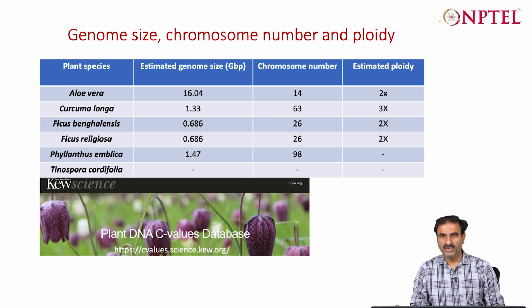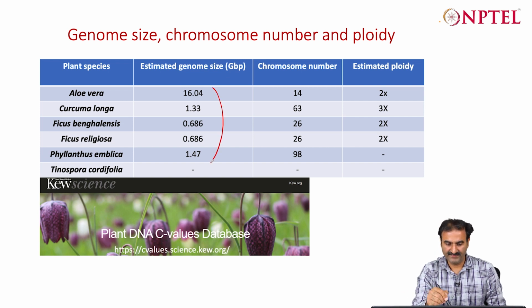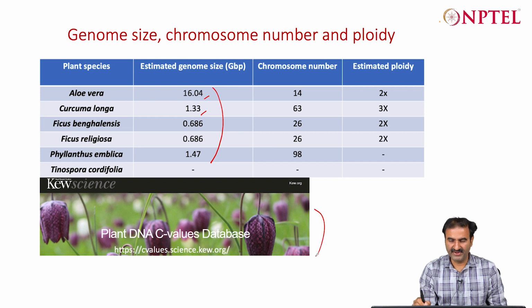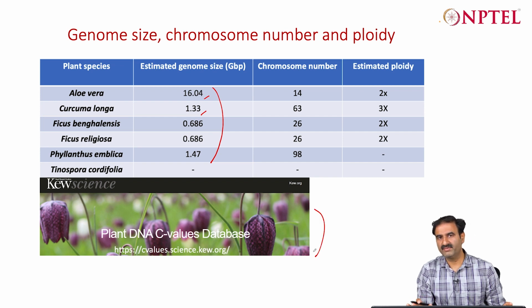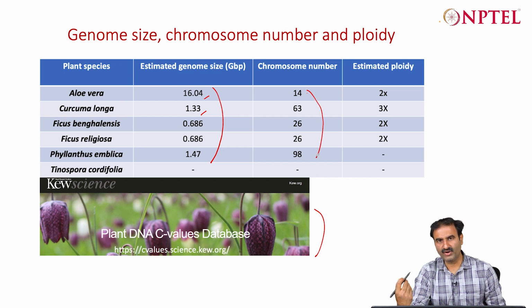Okay, so now the genome that you're interested in, you should have some idea of their genome size. Okay, like aloe vera is 16 GB, turmeric is 1.3 GB, right? That you get from literature. Somebody might have published a paper on that. Or one way is to go for the plant C-value database, that gives you a rough estimate of a lot of species, their estimated genome size. Okay, then chromosome number, again a plant C-value database or literature studies will tell you, right?